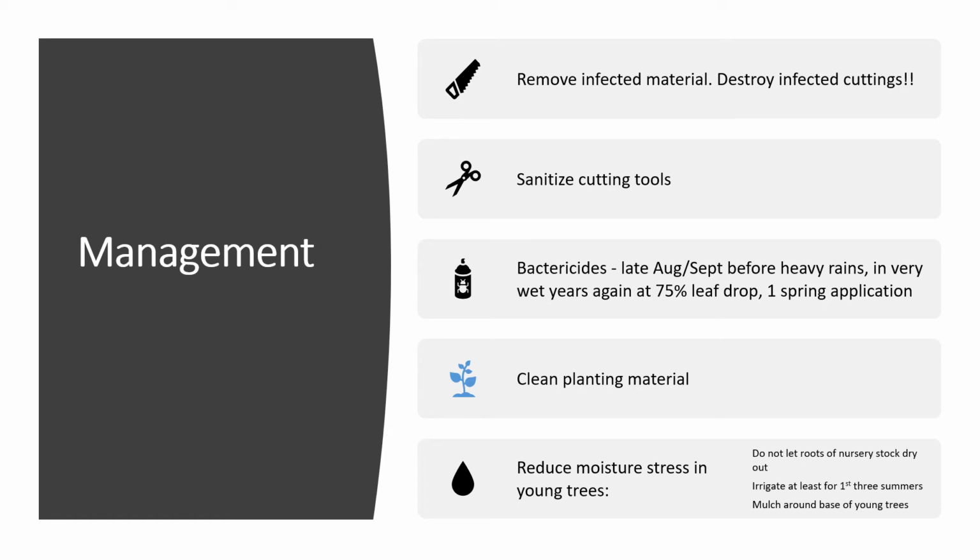And mulching around the base of young trees as well can help keep moisture in, and that just keeps the trees healthier and a little bit more able to resist infection by bacterial blight, or if they are infected, to deal with it in a fashion where the trees themselves don't die.